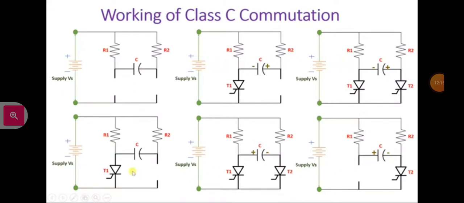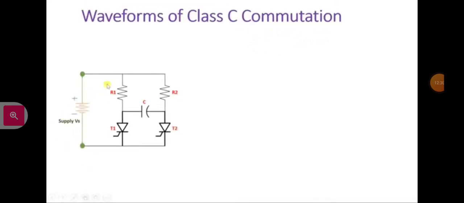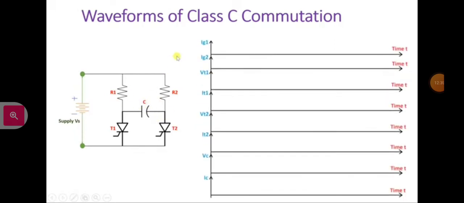You can see, right? So this is how different modes are working. Now let us try to understand all those things in terms of waveform, so it will be more clear. So here we have this circuit where R1, R2, C, T1, T2, those elements are connected as we have seen. And here in this circuit we will observe a total of 8 different waveforms.